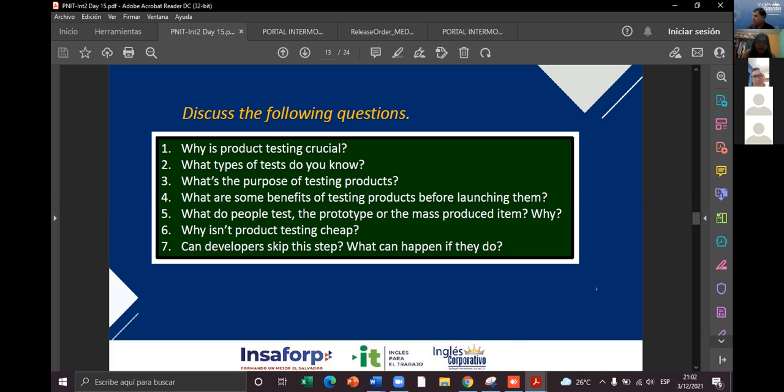Okay, the second. What kinds of tests do you know? For example, in my case, the only test I know is when the supermarket gives a different kind of product for the people to test, yes, the people test a new snack or a new drink, a new flavor of a new product. The only test I have tried in my life.